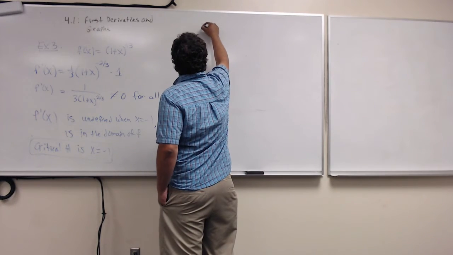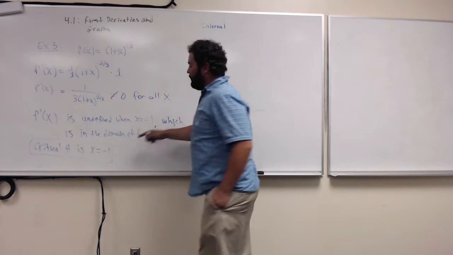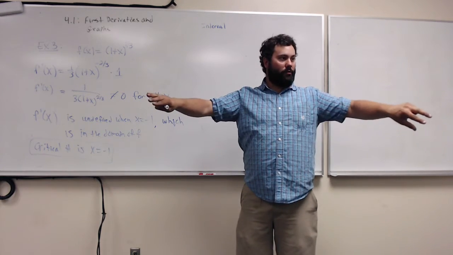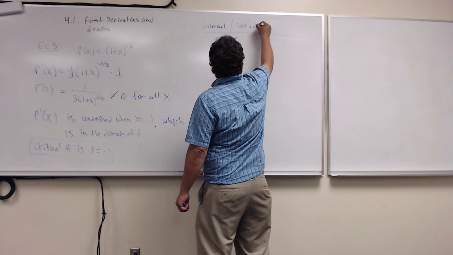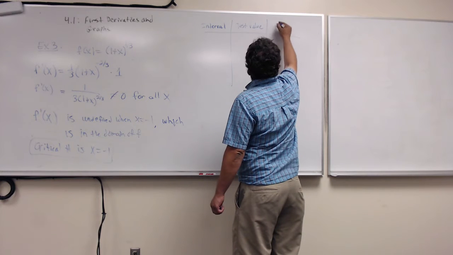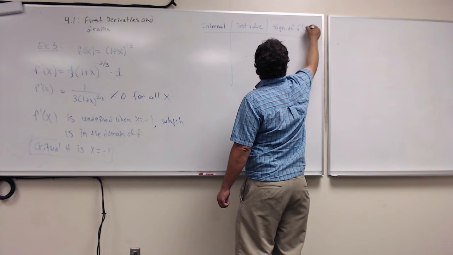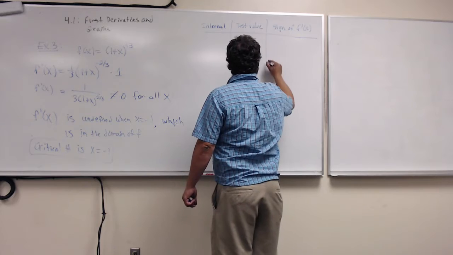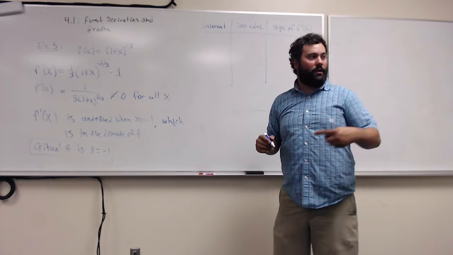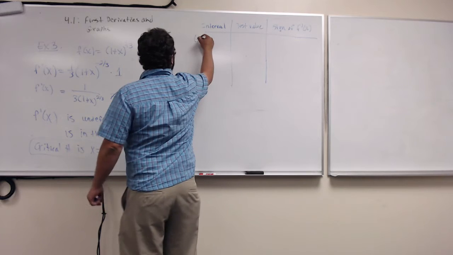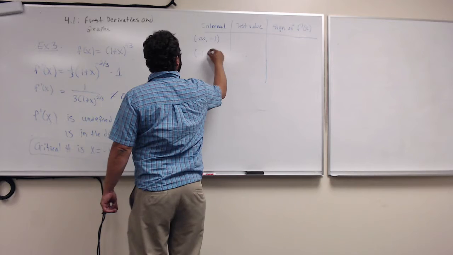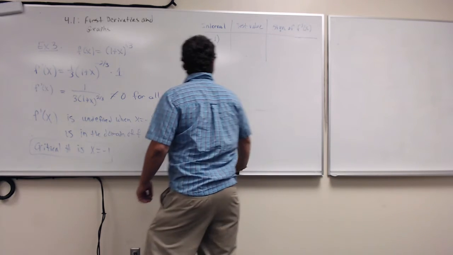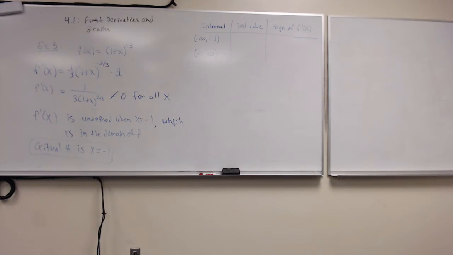So what we'll do is, our critical number is going to split up the domain into two intervals. Then on each interval we'll take a test value, plug it into the derivative, and note the sign of f prime of x. There's two intervals I've created. What would they be? Everything to the left of negative 1, so negative infinity to negative 1. And the other interval is negative 1 to infinity.